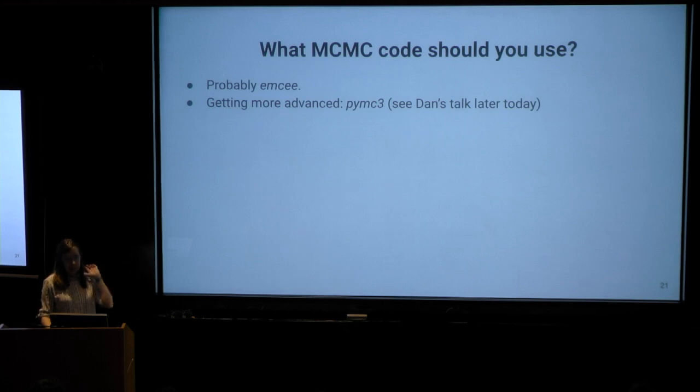Which MCMC code should you use? I highly recommend MC. It's probably the simplest and the most powerful for many applications. But there are more advanced versions, and so Dan is going to get more into things like PyMC3, which instead of doing a simple Metropolis Hastings or Gibbs or even affine invariant or slightly fancier versions of the sampler, you can actually take into account things like the gradient of your likelihood in order to make a very intelligent sampling.